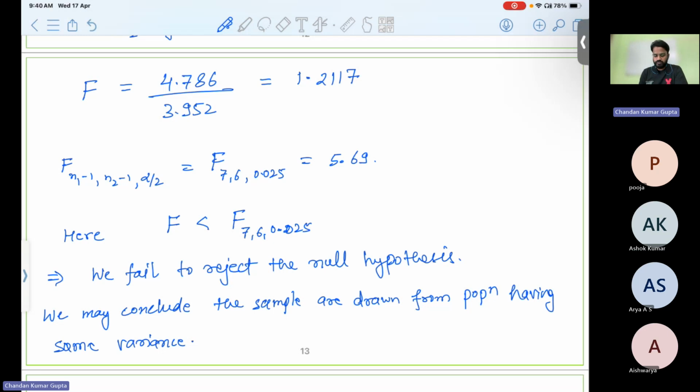Wait. I will show you one more PDF. Actually, in yesterday's class, we have seen various cases when we accept or when we reject the hypothesis. So in this scenario, when the calculated value is less than the tabulated, then we accept or we fail to reject the null hypothesis. So here it is clearly mentioned.